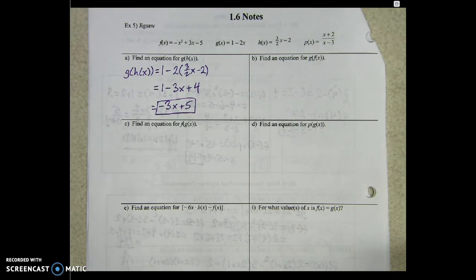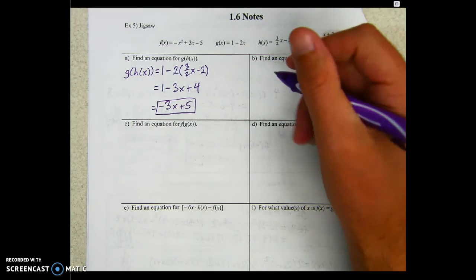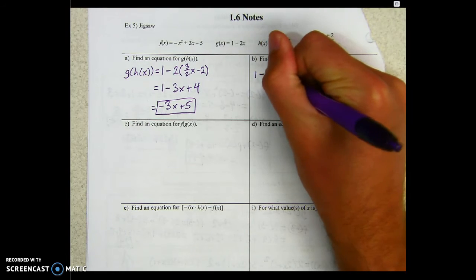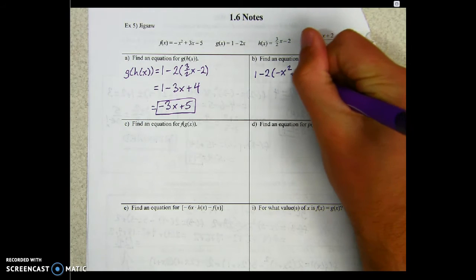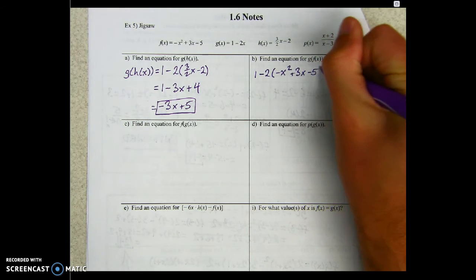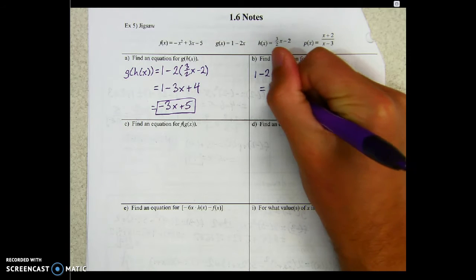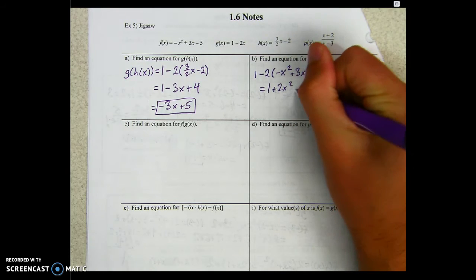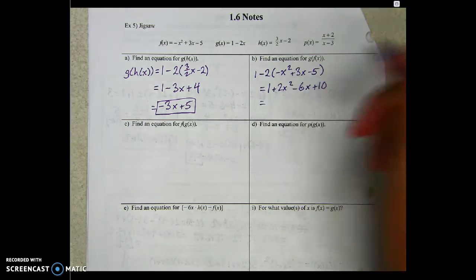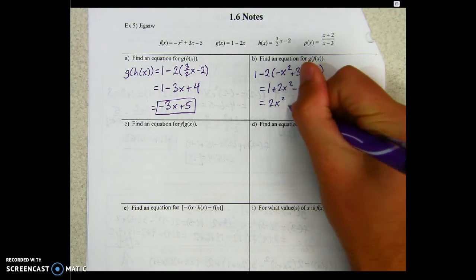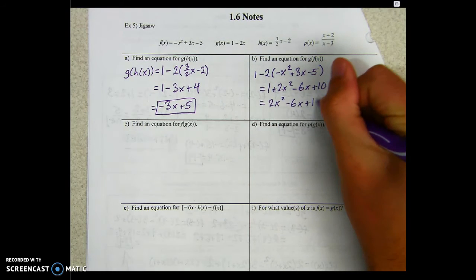All right. Now next we need to find an equation for g of f of x. So we're plugging f of x into g of x. So really we have 1 minus 2 times (negative x squared plus 3x minus 5). And that is equal to 1 plus 2x squared minus 6x plus 10, which is just 2x squared minus 6x plus 11.